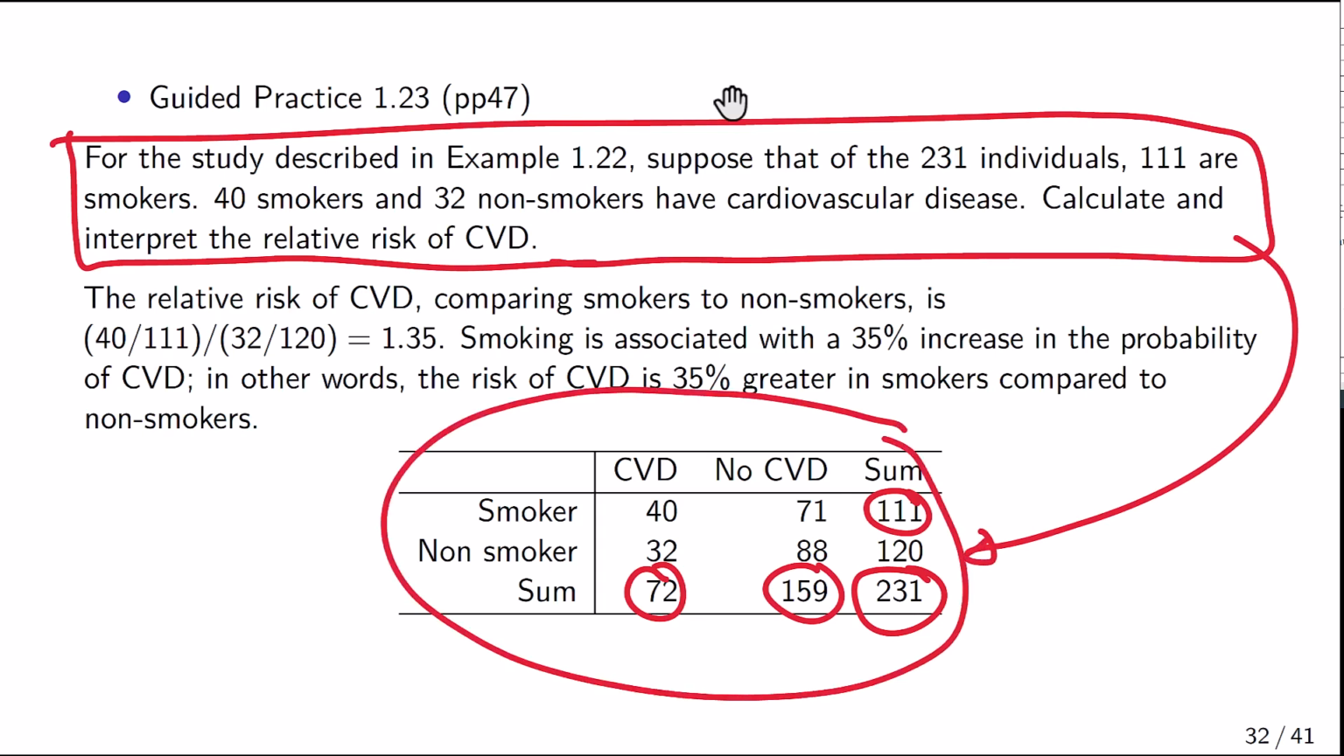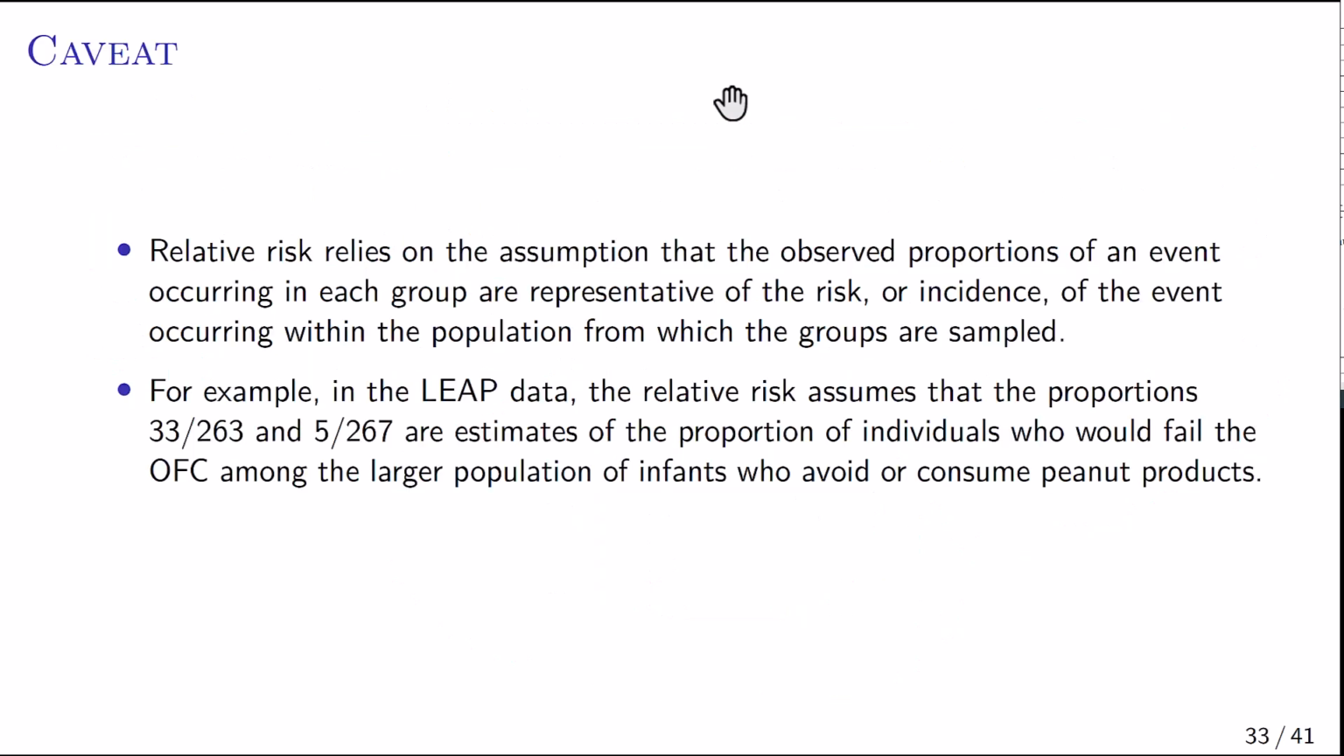With this table, we can get the relative risk of CVD comparing smokers to non-smokers, which is exactly this one, right? You can see 40 out of 111 divided by 32 out of 120. Please make sure you got this table. That's the way to calculate the relative risk. But there's a caveat. A relative risk relies on the assumption that the observed proportion of an event occurring in each group is representative of the risk or incidence of the event occurring within the population from which the groups are sampled. So what does this mean?